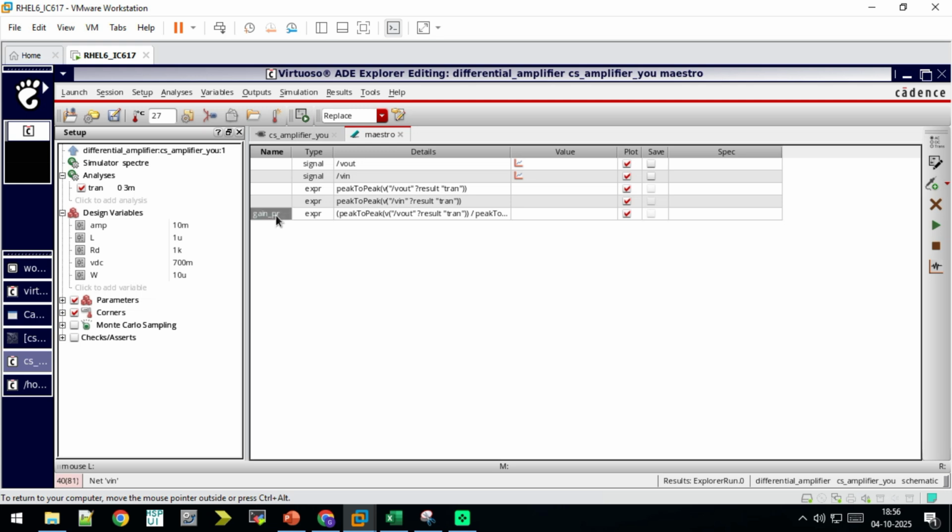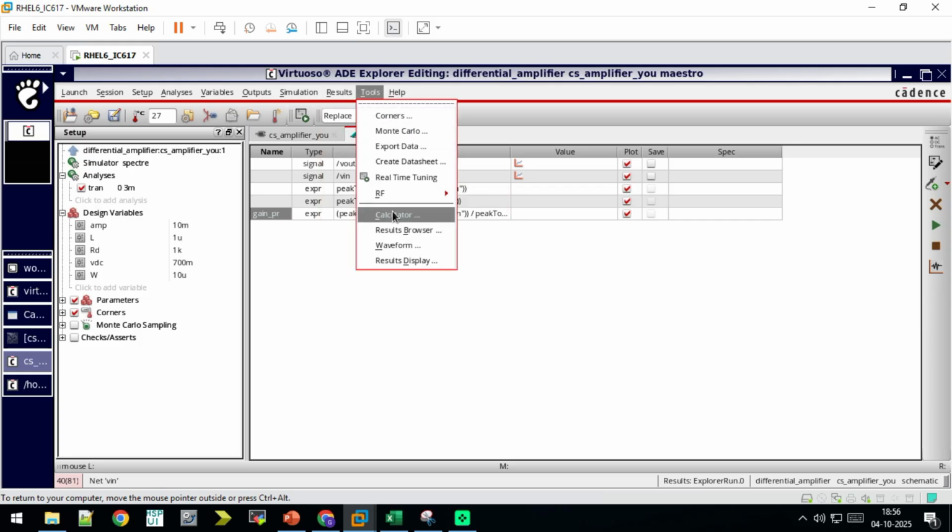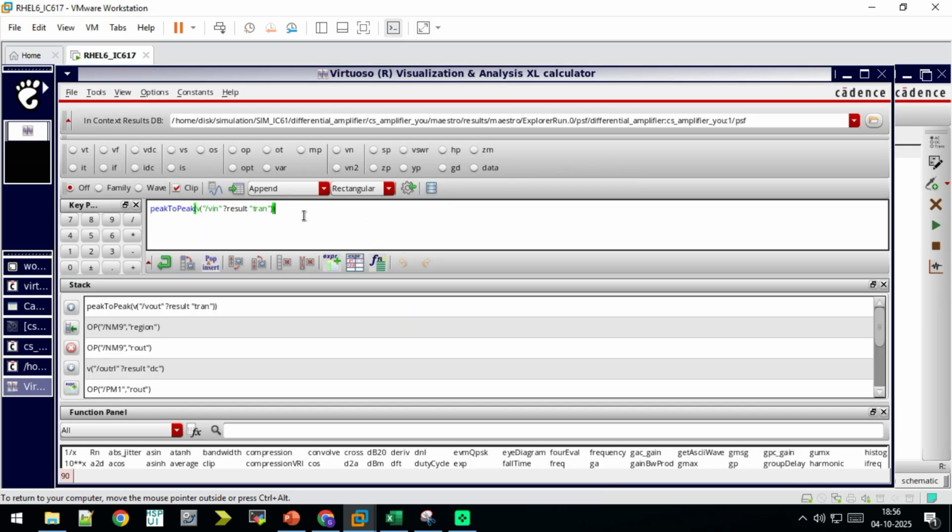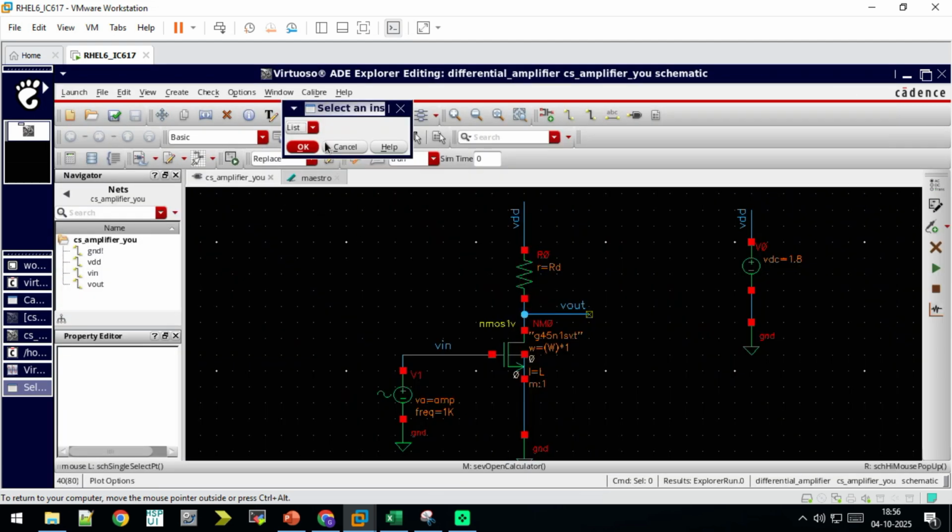We can calculate the theoretical gain also, with the formula Gm times RL. Let us get the values of Gm as well as RL. RL is nothing but RD, but in a few cases we have to consider the r output also. So let me bring the two parameters also into the ADE window. Calculator, operating point, and let me select my transistor.